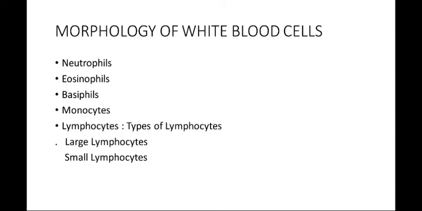Now we will see basophils. The basophils have coarse granules in the cytoplasm. The granules stain purple blue with methylene blue. The nucleus is bilobed. The diameter of the basophil cell is 8 to 10 micron.